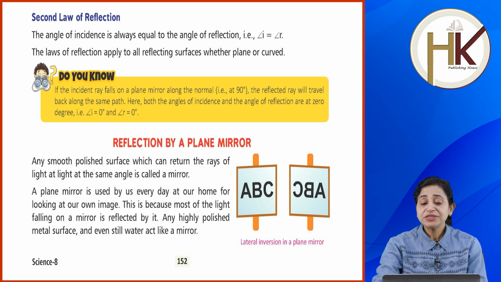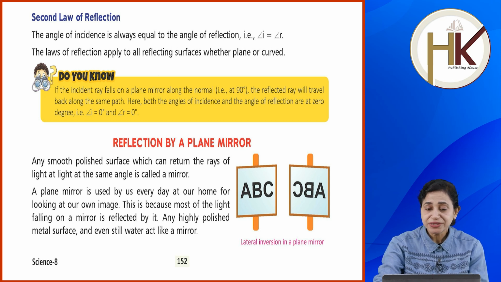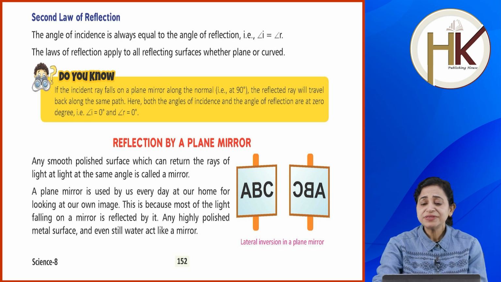Do you know, if the incident ray falls on a plane mirror along the normal, for example at 90 degrees, the reflected ray will travel back along the same path. Here both the angle of incidence and the angle of reflection are at 0 degrees. For example, angle I is at 0 degrees and angle R is at 0 degrees. Okay. Reflection by a plane mirror.